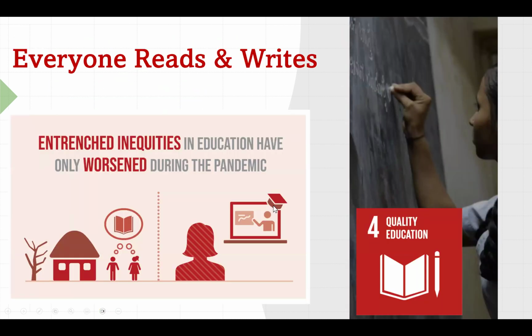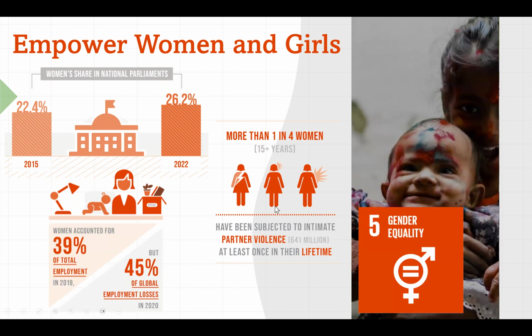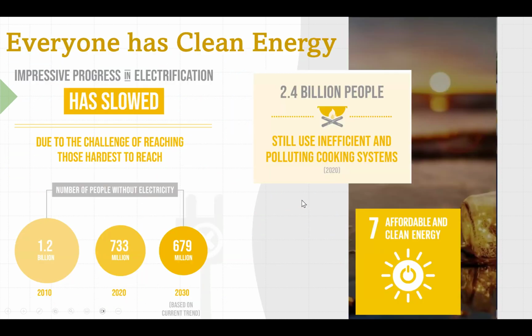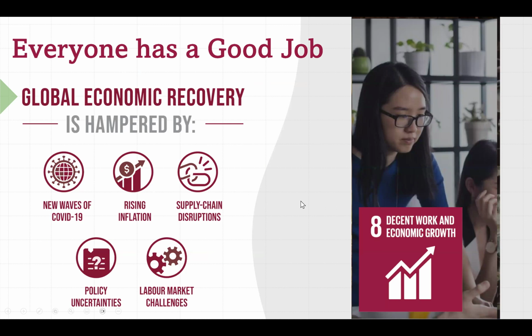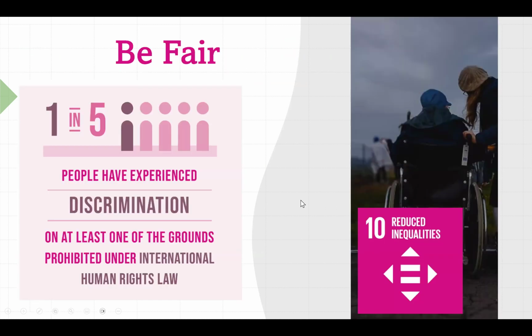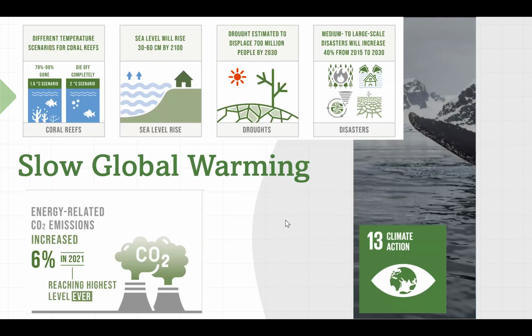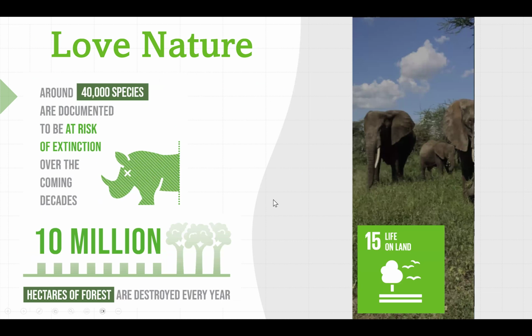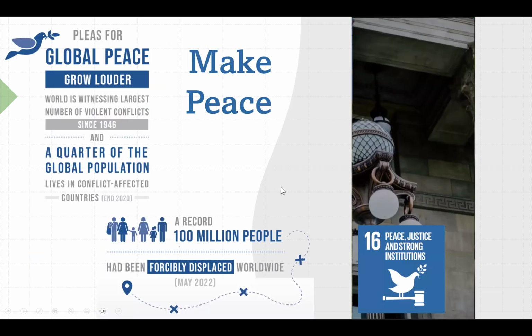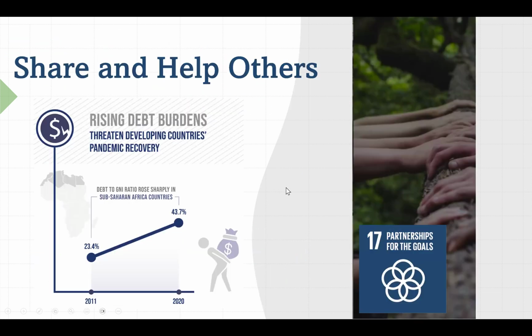Everybody eats, everybody's healthy, reads and writes, women are empowered, safe water, clean energy, good jobs, manufacturing, being fair, reducing inequality, livable cities, reducing waste, slowing global warming, saving the oceans and loving nature, making peace, that would be nice, and developing partnerships so that we can get these things done a little bit better, especially globally.